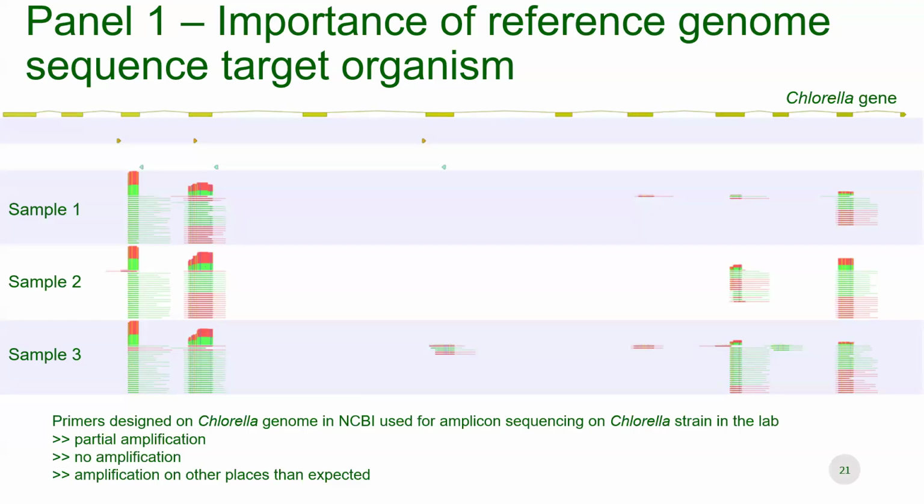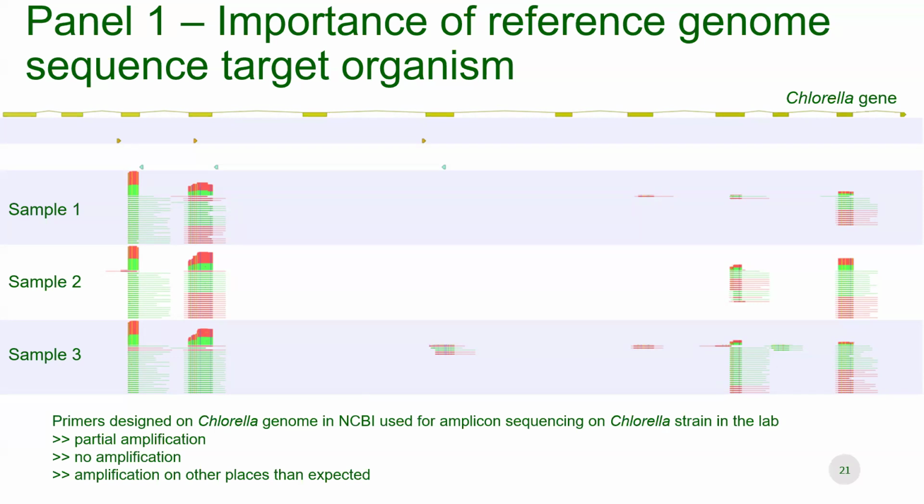So it's very important to also have a reference genome sequence of your target organism. This is something that we encountered in chlorella. So we designed primers and guide RNAs on the chlorella genome, which is available in NCBI, for amplicon sequencing on a chlorella strain in our lab.